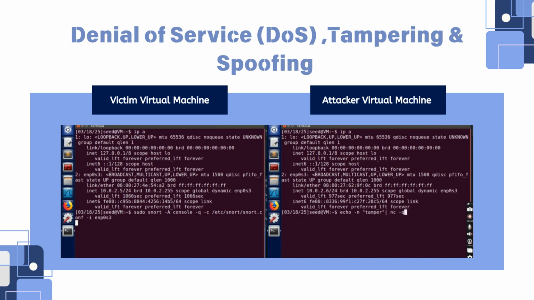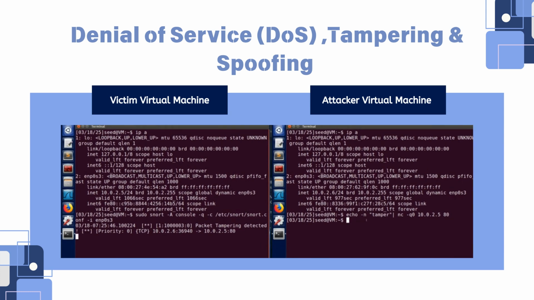possible data manipulation. For a spoofing attack, send packets to the victim VM while faking the sender IP address to hide where the attack is really coming from. This trick can help avoid detection or pretend to be a trusted source. If the attack succeeds, Snort will detect the fake packets and send an alert about the IP spoofing attempt.